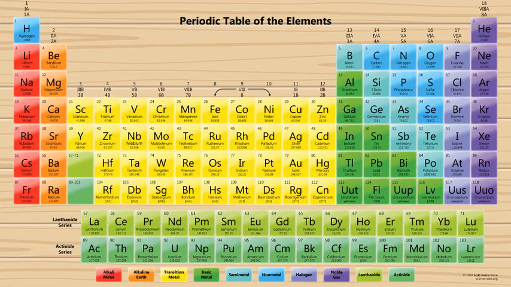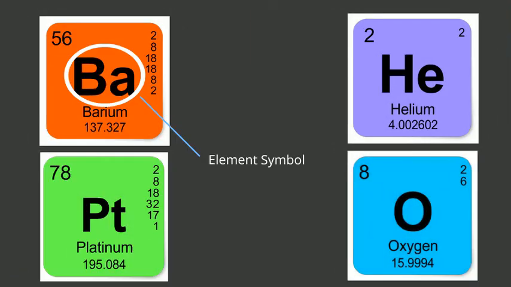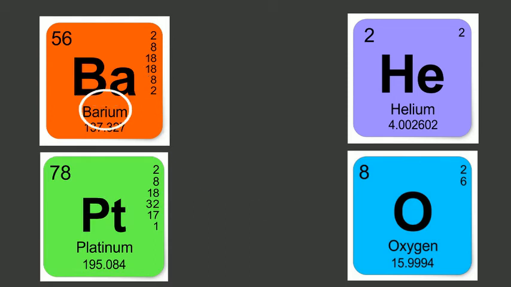The periodic table is split up into 18 groups, and each different group of elements have different properties. On this table we can see these groups are separated with colour. The elements on the table each have their own element symbol, element name, atomic number, and atomic weight. Here we are looking at barium, helium, platinum, and oxygen.